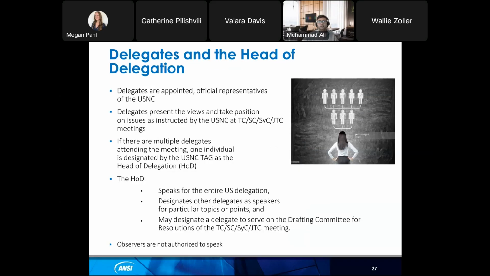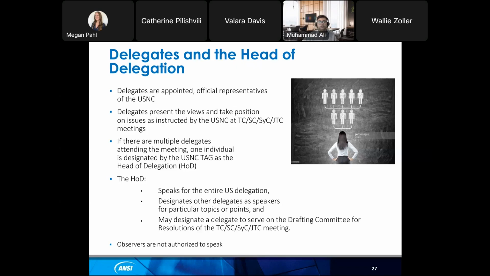In some cases, there might be one delegate, and that delegate might also serve as a head of delegation. And in other cases, there might be multiple delegates. And the delegates are really the ones that are the official representatives of the USNC Technical Advisory Group or the Mirror Committee, as I mentioned earlier, to that IEC committee that they are representing. There may be some cases where observers may be allowed on a case-by-case basis, but please note that observers may be part of the US delegations, but are not allowed to speak during the meeting.